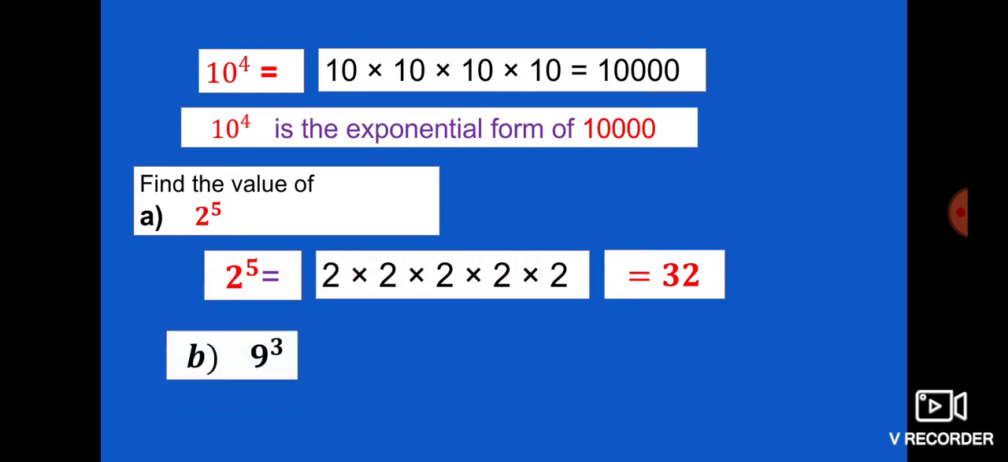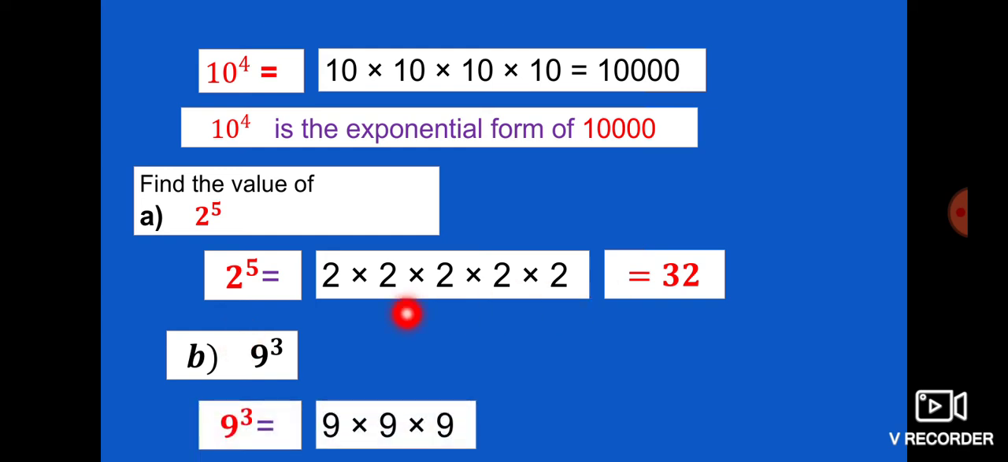Next, 9 cube. This is read as 9 raised to 3 or 9 cube. This means multiply 9 three times. Power is 3, so 3 times we multiply. 9 into 9, 81. 81 into 9 is 729.